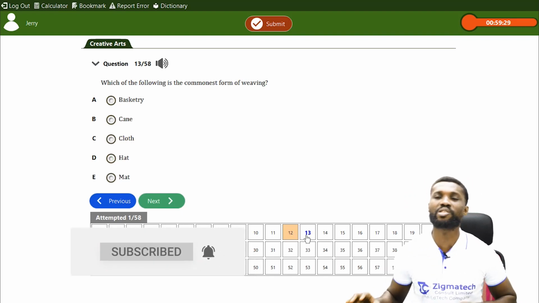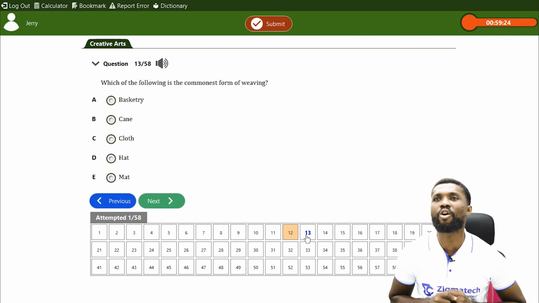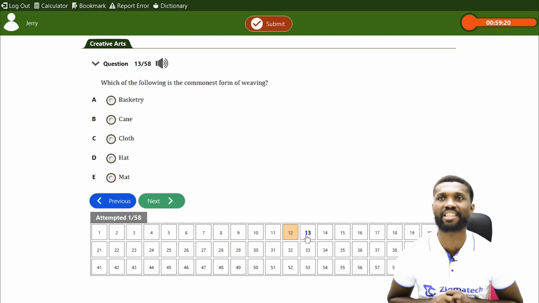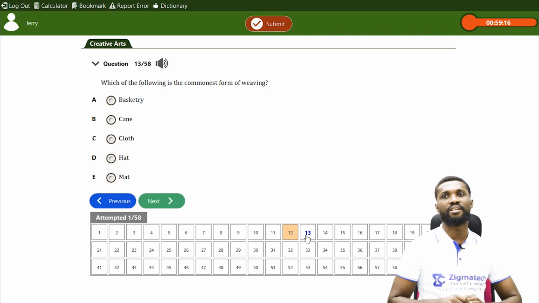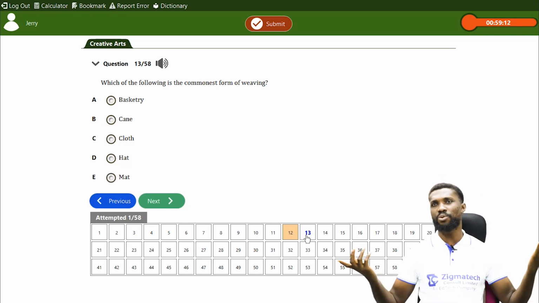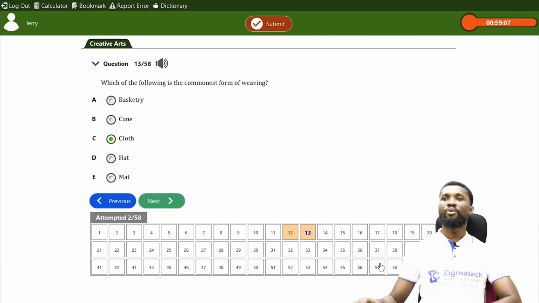All right. Now let's look at question number 13. Which of the following is the commonest form of weaving? A, is it basketry? B, is it cane? C, is it clothes? D, hat? And E, mat. Which of these is the commonest? Which one do you see everywhere? Of course, it's clothes. You see clothes everywhere. So clothes is the commonest form of weaving.